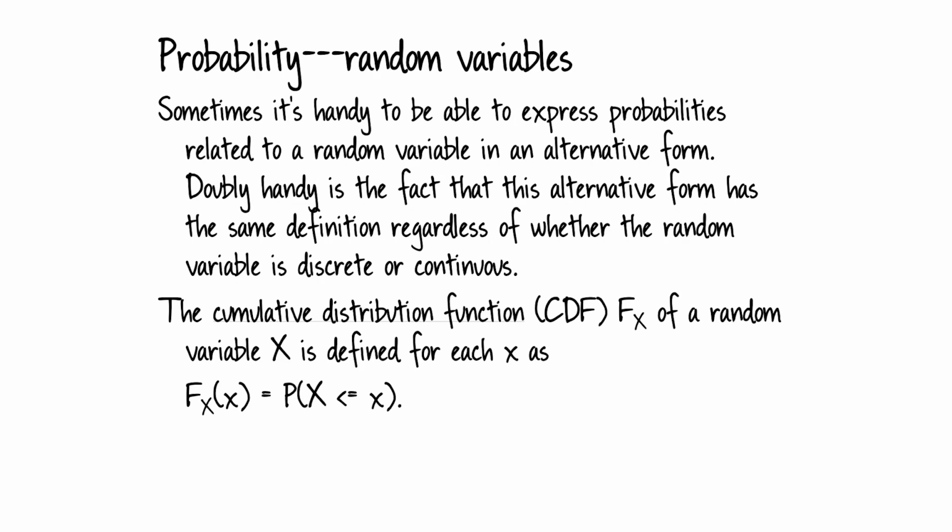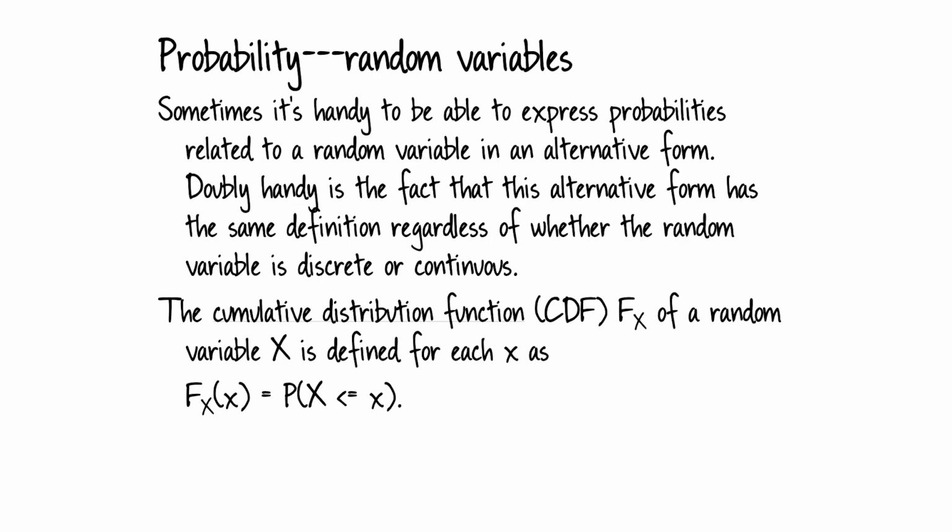So we've got probability functions and probability density functions, for two different kinds of random variables, and those describe the probabilities that the random variables are in different regions or take on different values. It's a complete description. But sometimes it's going to be handy to express those probabilities in an alternative form. Doubly handy is the fact that this alternative form has the same definition, regardless of whether the random variable is discrete or continuous.